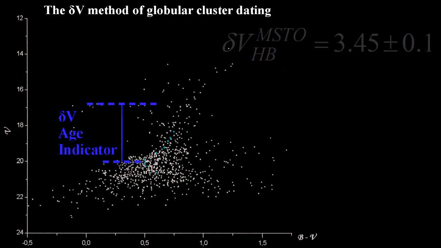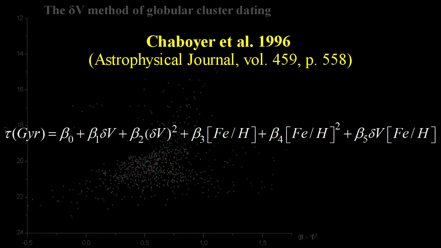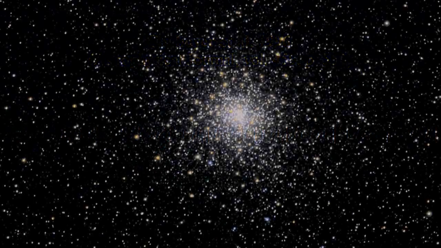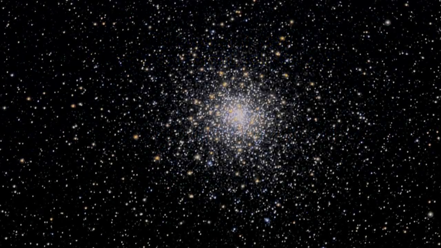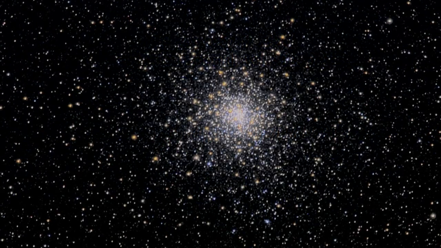We shall apply here the calibrating equation of Chaboyer et al. 1996. The values of the parameters B0 to B5 depend on the theoretical isochrones used and on the absolute magnitude calibration of the RR Lyrae variables as a function of metal abundance. There are numerous observational and theoretical techniques that may be used to derive this relation.